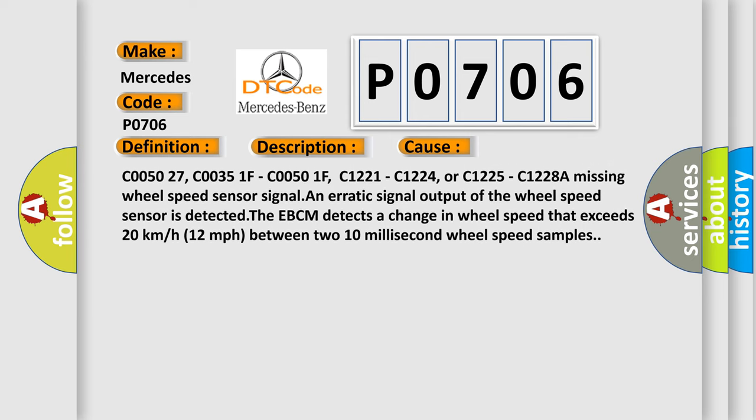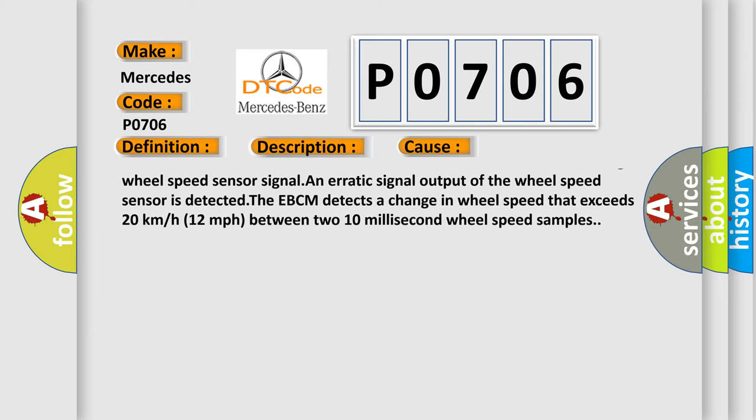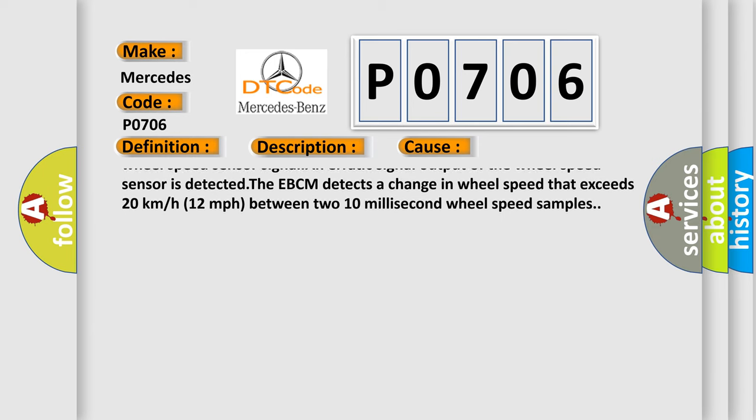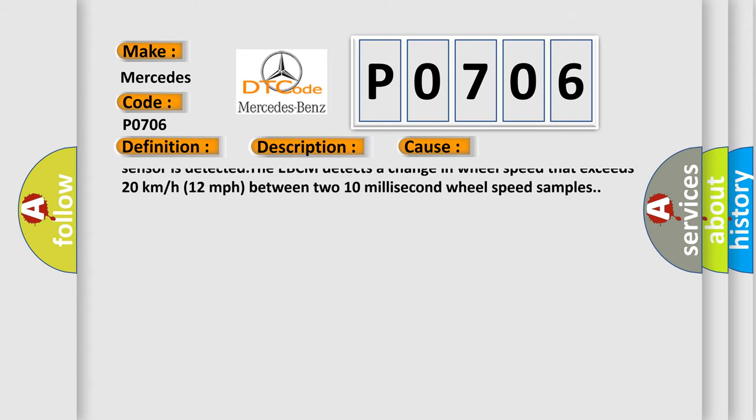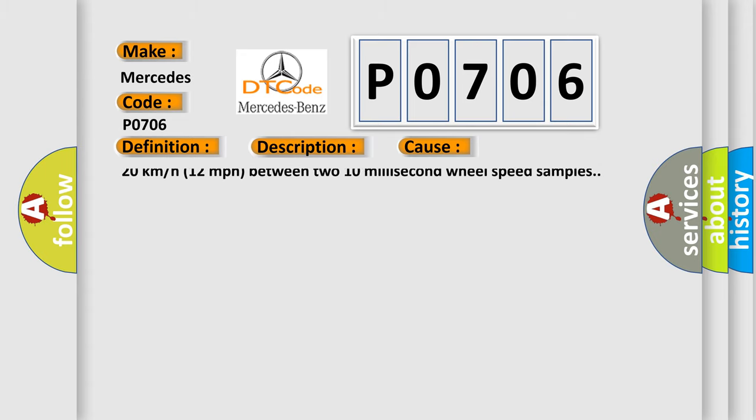C0035-26, C0050-26, C0035-27, C0050-27, C0035-1F, C0050-1F, C1221, C1224, or C1225, C1228-A. Missing wheel speed sensor signal and erratic signal output of the wheel speed sensor is detected. The EBCM detects a change in wheel speed that exceeds 20 km/h, 12 miles per hour, between two 10 millisecond wheel speed samples.